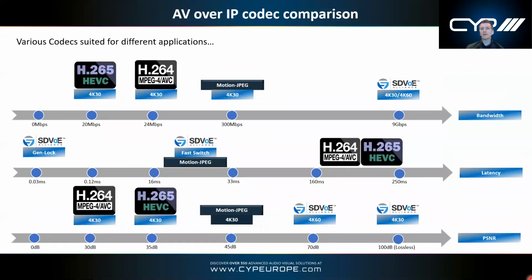We'll get into codecs a bit later, but as you'll see on here, you have a range of low bandwidth and high bandwidth products, models with high latency or low latency, and also models with more noise, basically, so lower quality picture.